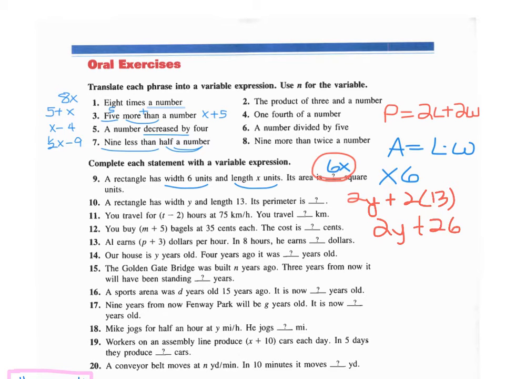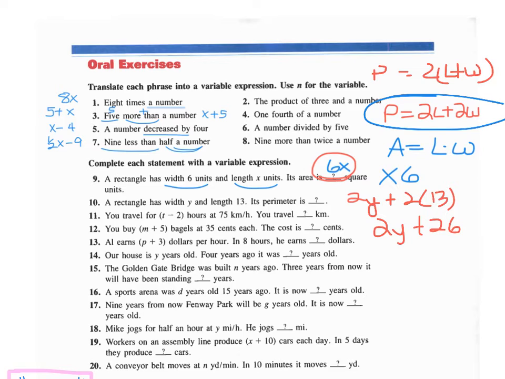Beautiful. Now, another way that you might see perimeter is there's another way, and you could also add the length and the width. So L plus W times 2. But what she just did is perfect. 2y plus 26, because that's the formula I just told everybody to use. All right, let's try the next one.